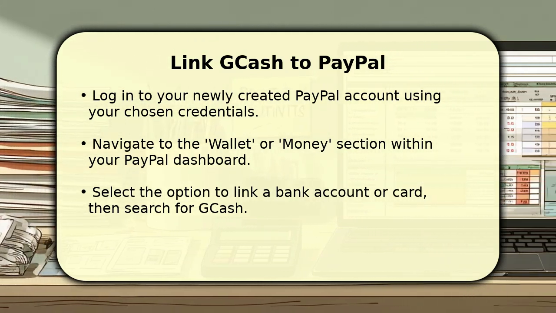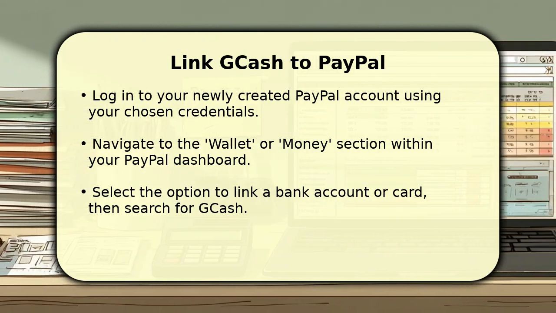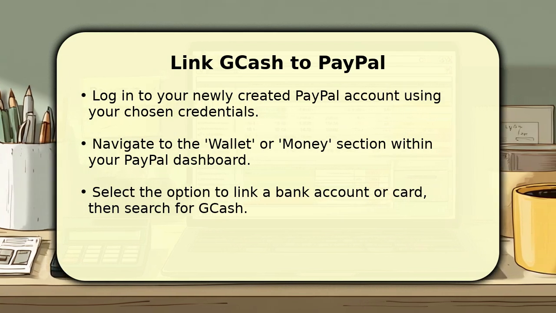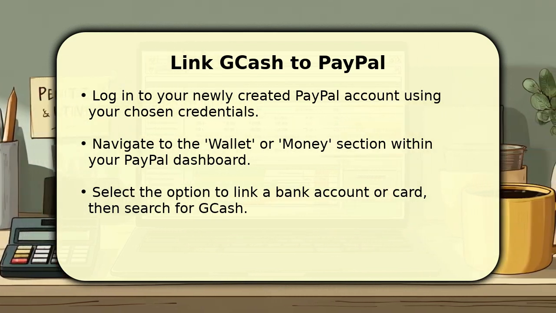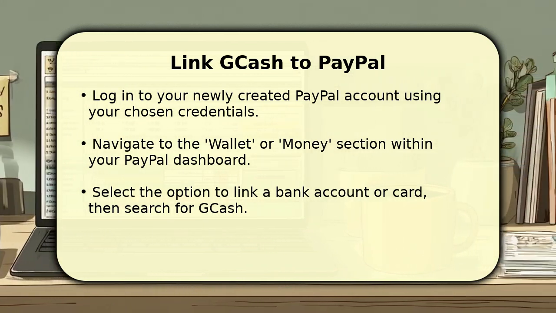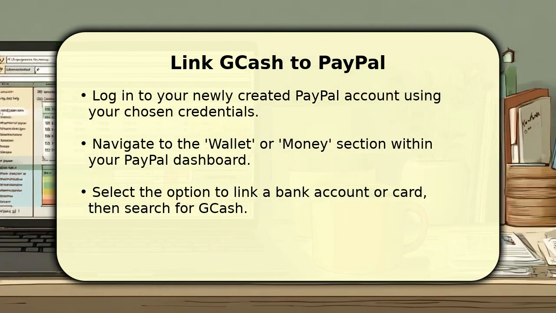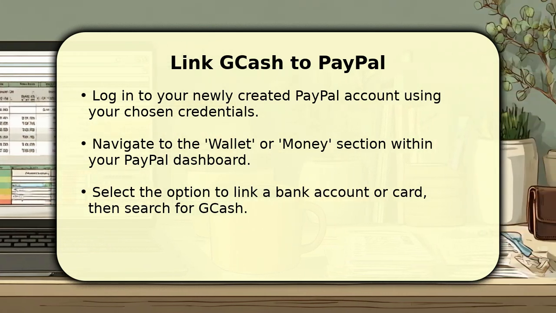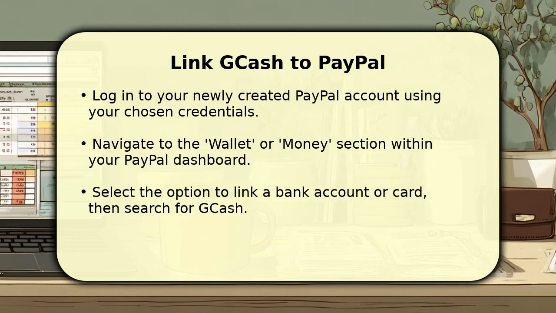Inside your PayPal dashboard, locate the Wallet or Money section, which is where you manage your financial connections. From there, select the option to link a bank account or a new card. You should find GCash listed as an available option. This step will require you to provide your GCash registered mobile number, which is essential for the next stage of verification, so have it ready.